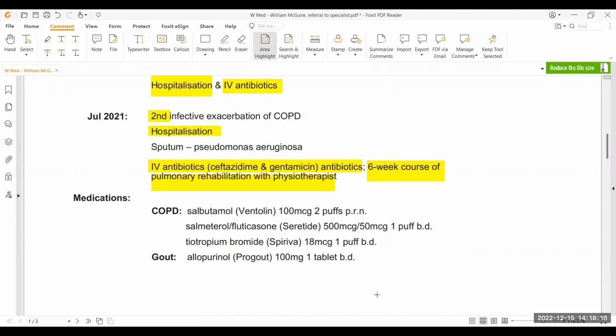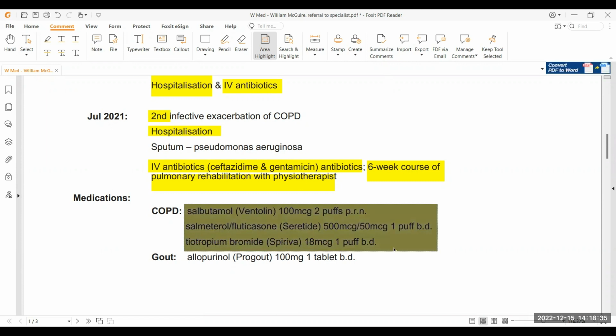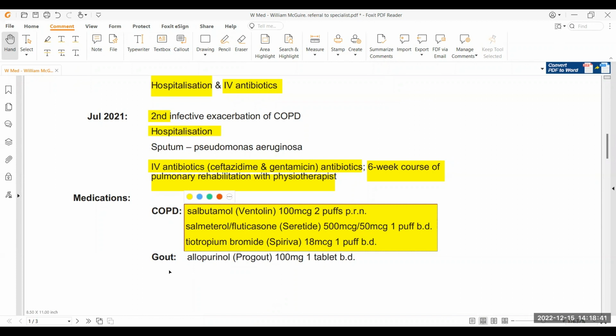So he was starting on salbutamol and salmeterol. At the moment, he's currently taking these three. Okay, that's for the COPD. The gout is outside the scope of the reader's specialization.